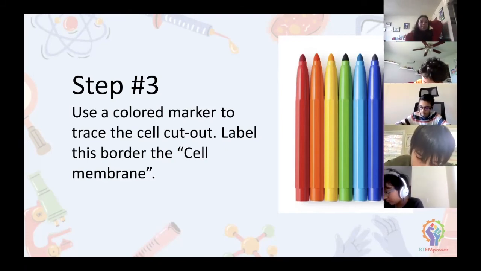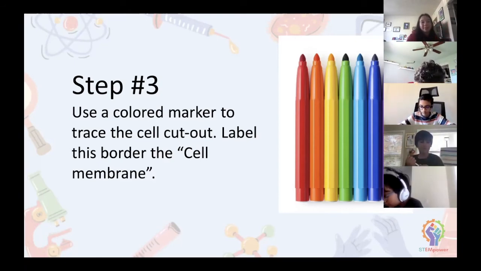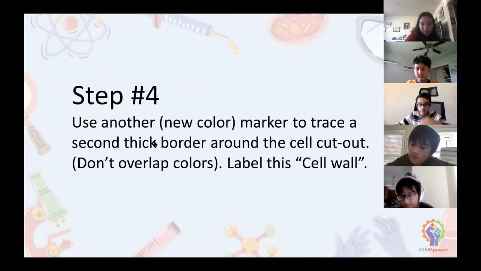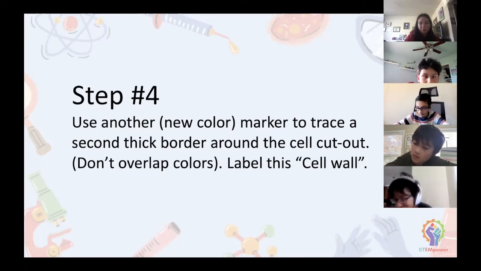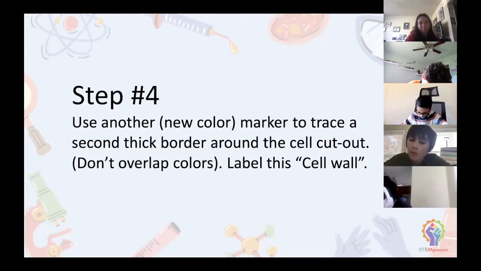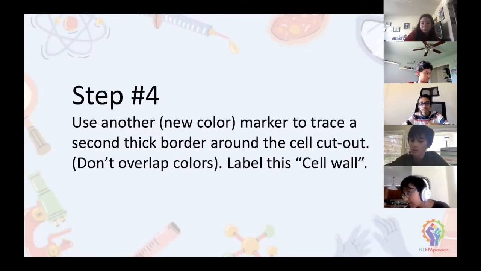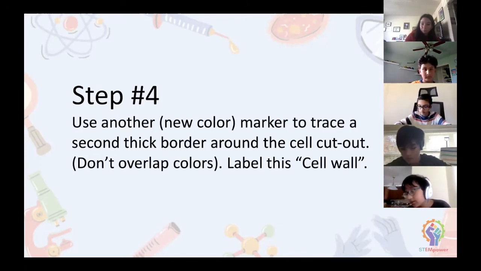It's interesting that plants have this, because maybe it's the selfish human in me, right? But I feel like the animals probably would need it more than plants. So step number 4, using another color, we are going to trace a thick border around the cell membrane, and we're going to label this the cell wall. Don't overlap the colors because they're not one combined protective layer. They're not just security guards, they're 2 different things. Wait, so it has to be outside of the purple box? Yeah. Okay, because that's the color I used.